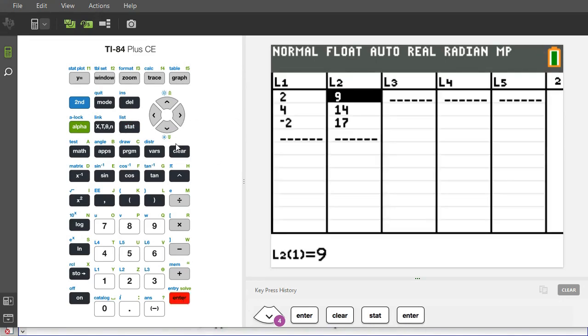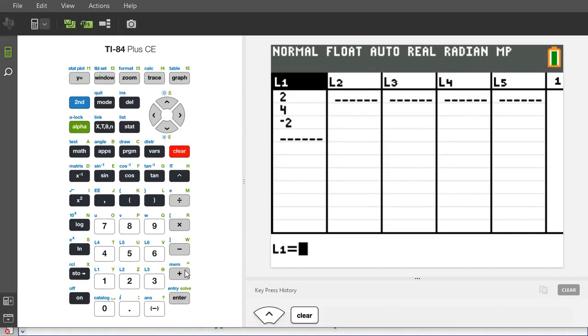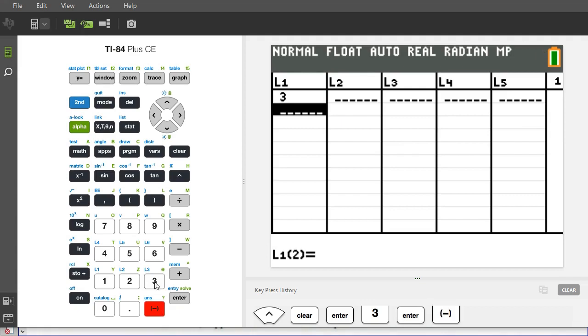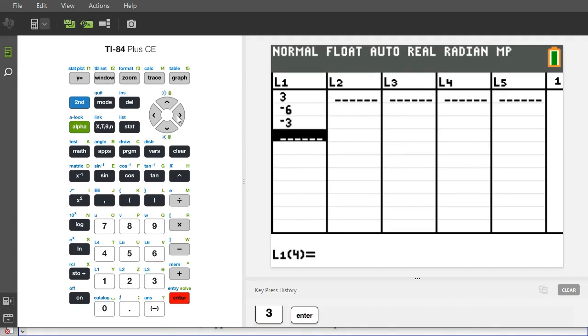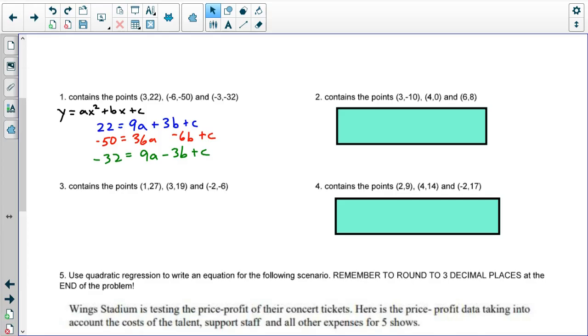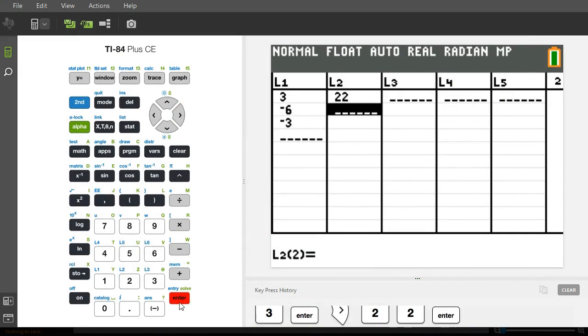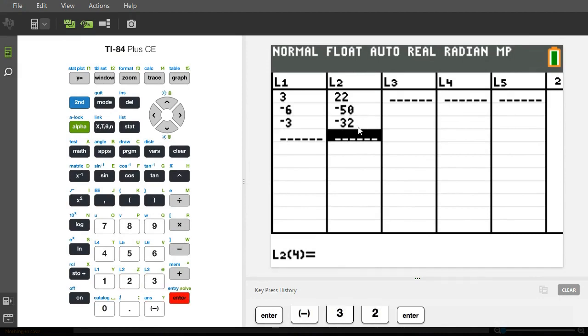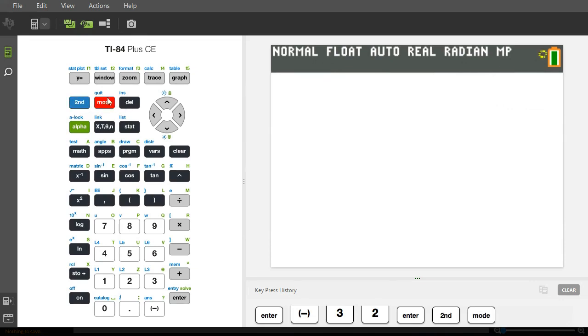So let's go to stat, edit, clear out, don't delete, clear out L1 and L2. And so now what we're going to do is we're just going to type these points in. So all of my x values are going to go into L1. So I have 3, -6, -3. And then the y values that correspond to those values are going to go in L2. So 22, -50, -32. Make sure you put the negative sign, not the minus sign, when you're subbing in negative numbers. So I type those in, then second mode quits me out.